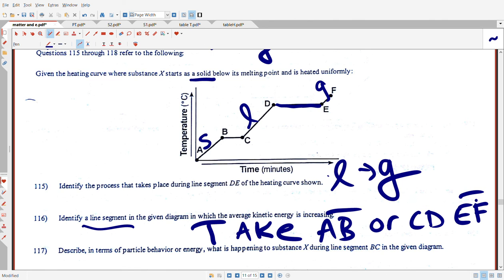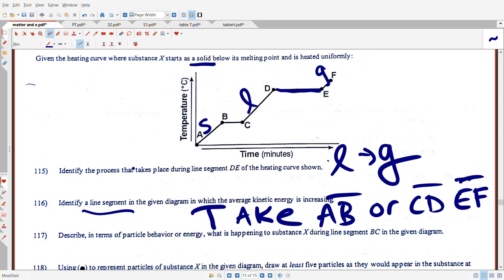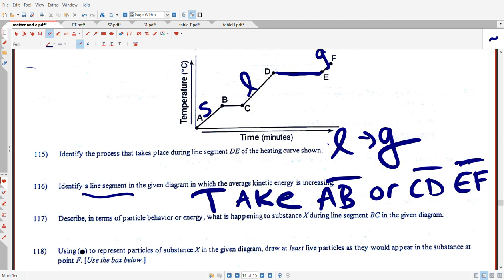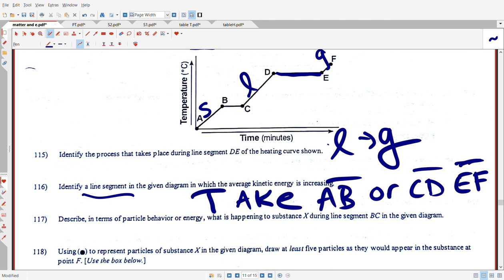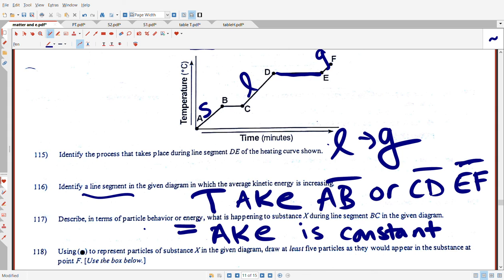In math, you put a line over a line segment. I don't think in chemistry they're really going to care. You could just write AB. What's happening to X during BC? It says to include the word energy or particle behavior. So I'm going to say average kinetic energy is constant. This way I included the word energy. There's plenty of things you could say. You could say it's undergoing a phase change.